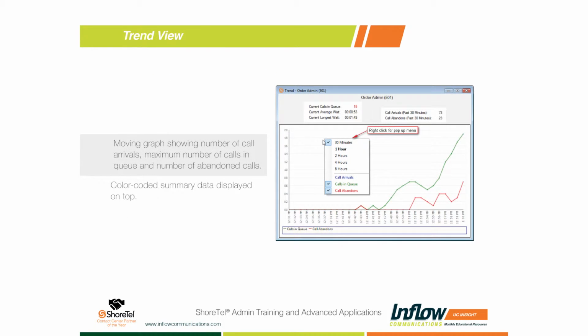This is an example of a trend view, a moving graph that shows calls in queue and abandoned calls. You can run it in different intervals, and it can be color-coded with summary data displayed on the top. Again, the idea here is just to give you an introduction to some of the reporting around Workgroups that ShoreTel can offer.